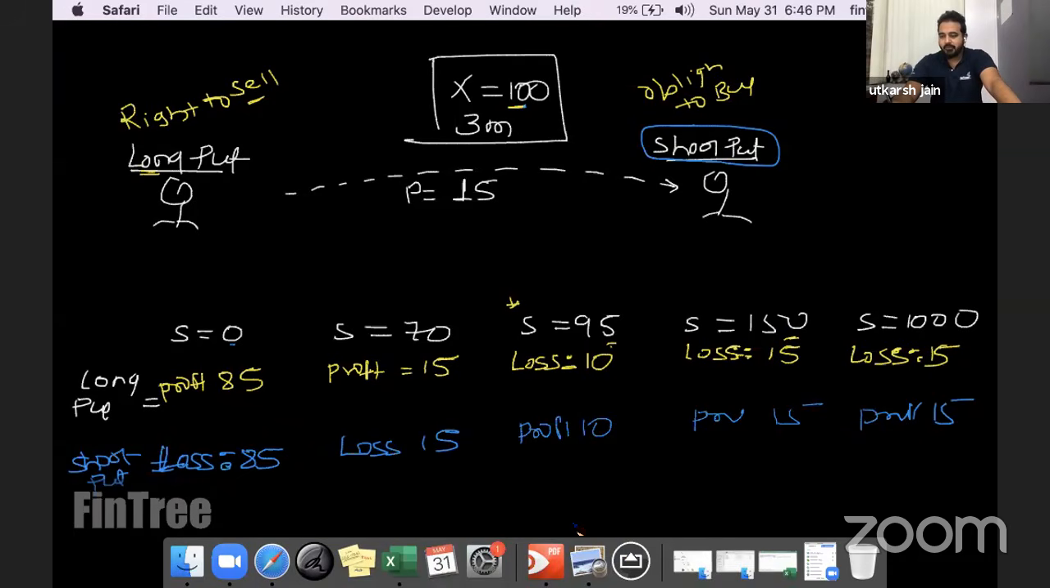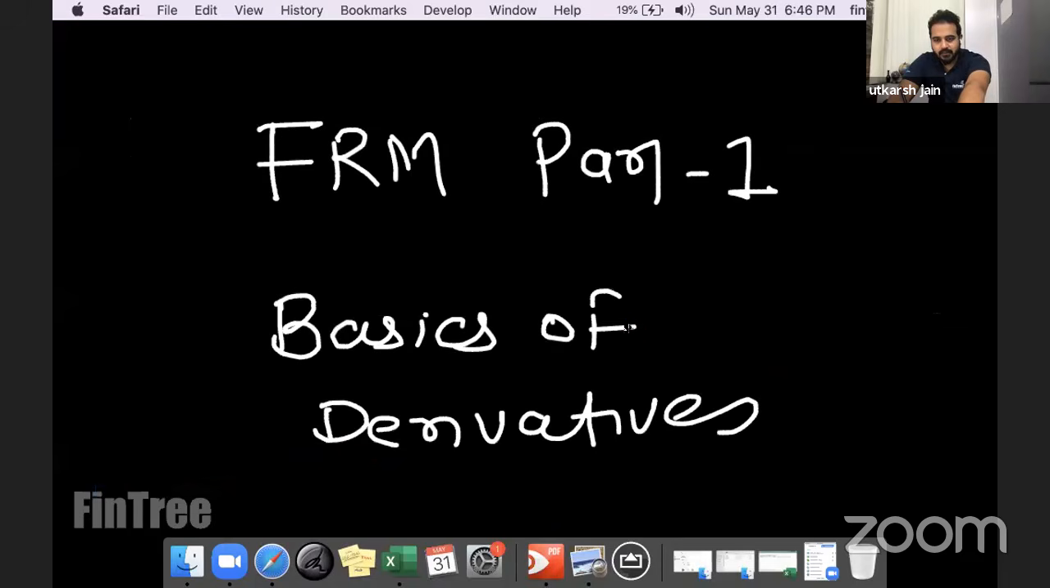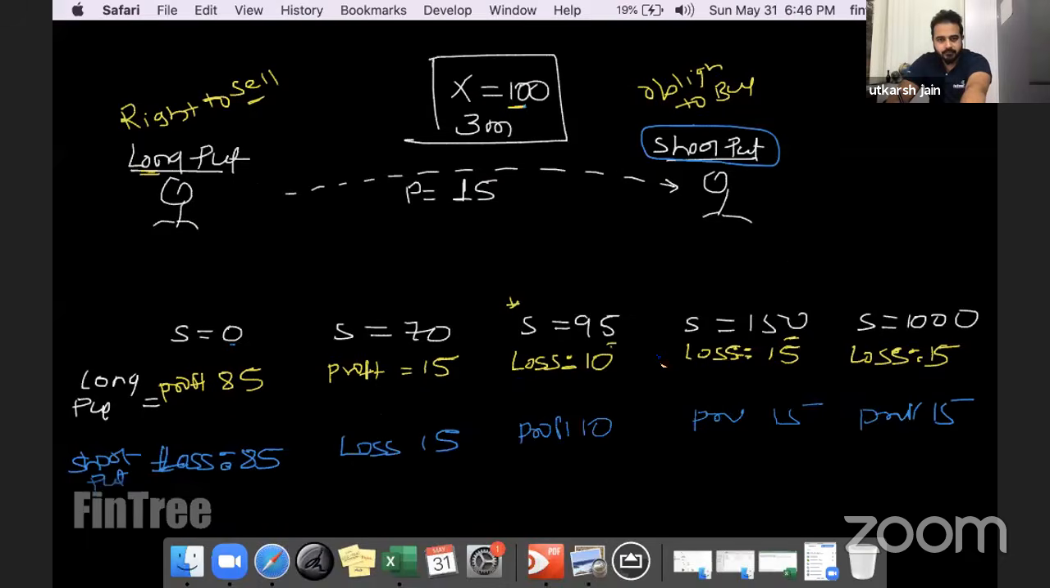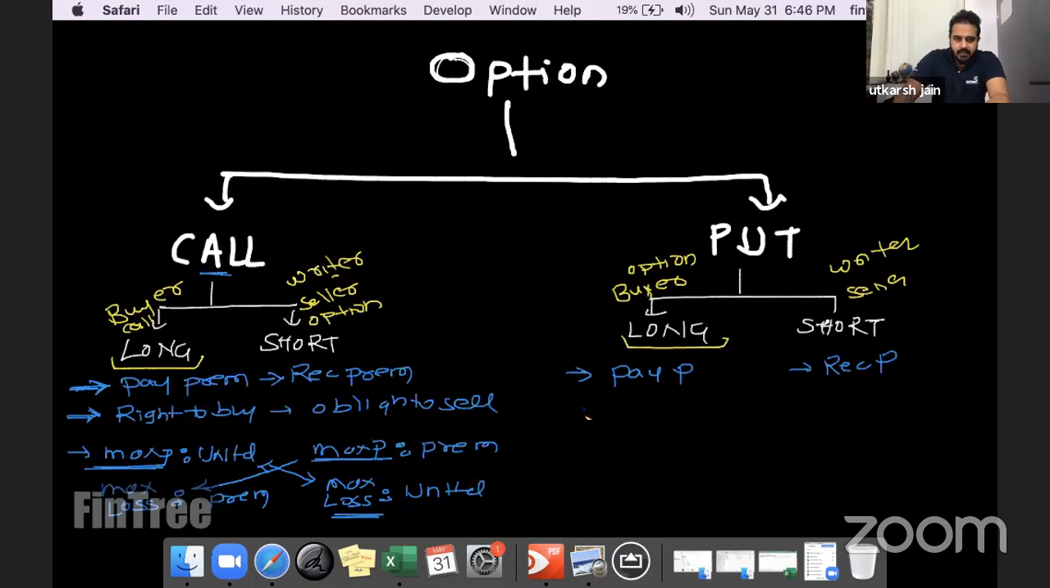Let's do some maximum profit, maximum loss scenario. Keep these numbers in mind, and let's see if you can figure out the maximum profit, maximum loss scenario for us. What do you think is the maximum profit of a put option on the long side? Think about it very carefully.